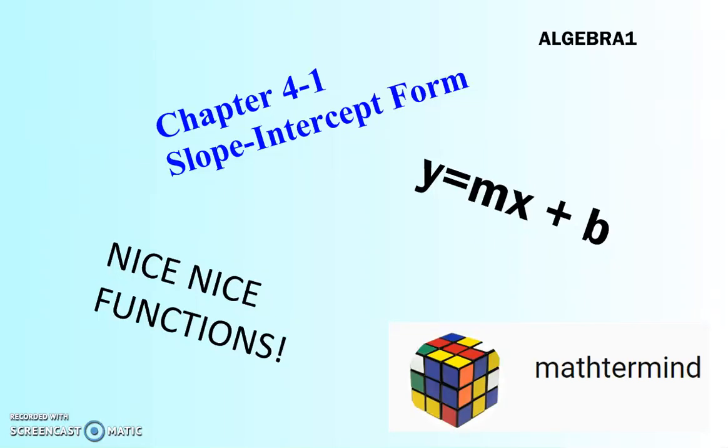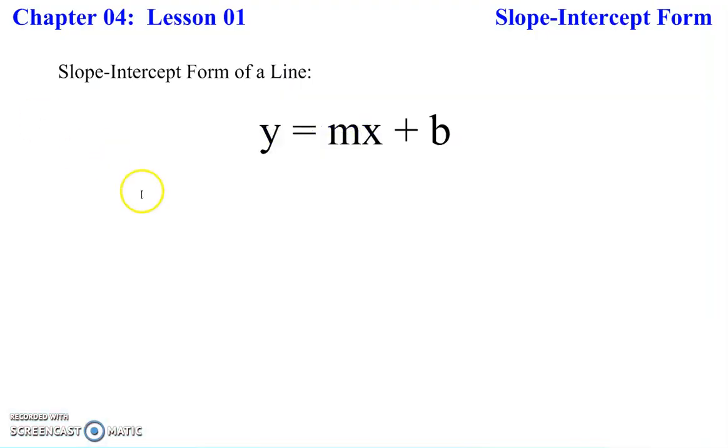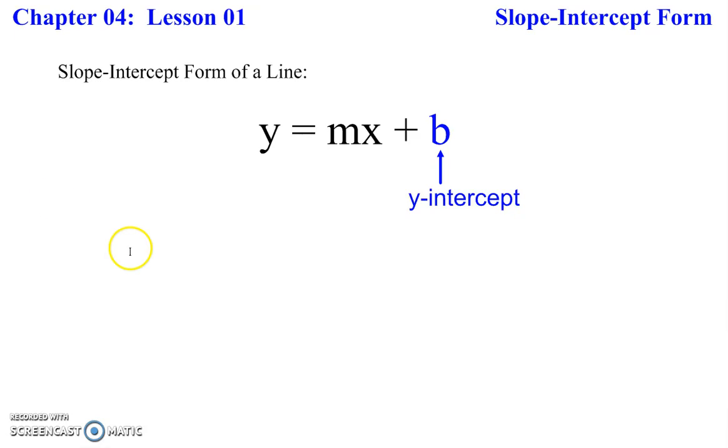Hey, welcome back to Algebra 1, Chapter 4.1, slope-intercept form. Remember, nice functions, y equals mx plus b. We're talking about slope-intercept form, that is y equals mx plus b. And in slope-intercept form, remember, the y-intercept is the b.